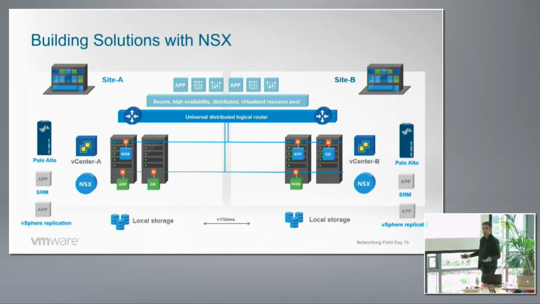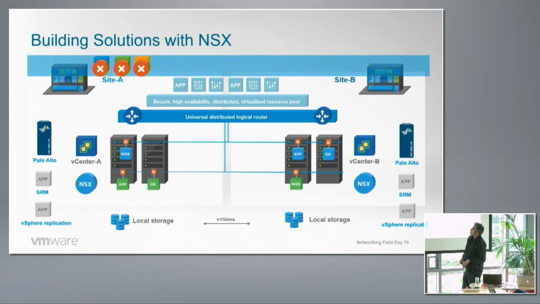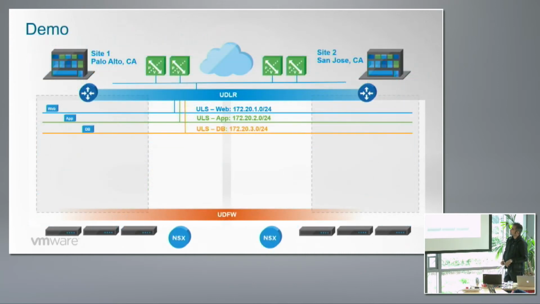So NSX is the platform that provides that consistent security and that consistent networking. But now I can get layer 7 application level security, right? I get SRM for disaster recovery. I can put on vSphere replication, and I'm building out a whole solution. And that's what it's really about at the end of the day, right? Solving a problem and providing a solution. So with all this enabled, we can easily do things like disaster recovery, right?